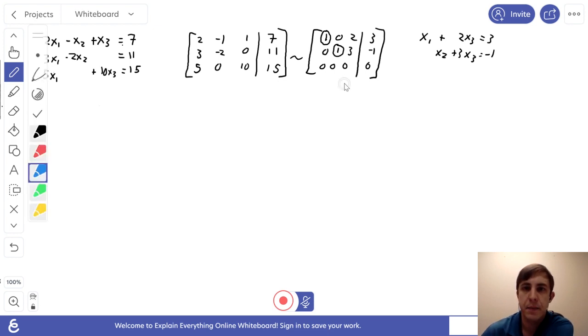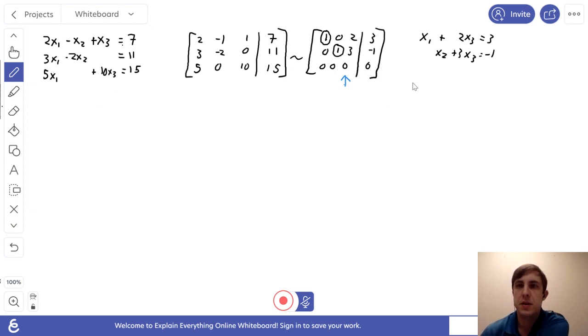Now I want to highlight here that we have exactly one column that is not a pivot column. So each of our non-pivot columns is going to correspond to a free variable. So we can let x3 be our favorite letter. I usually start with a, and that's going to be a free variable. One non-pivot column here means one free variable.